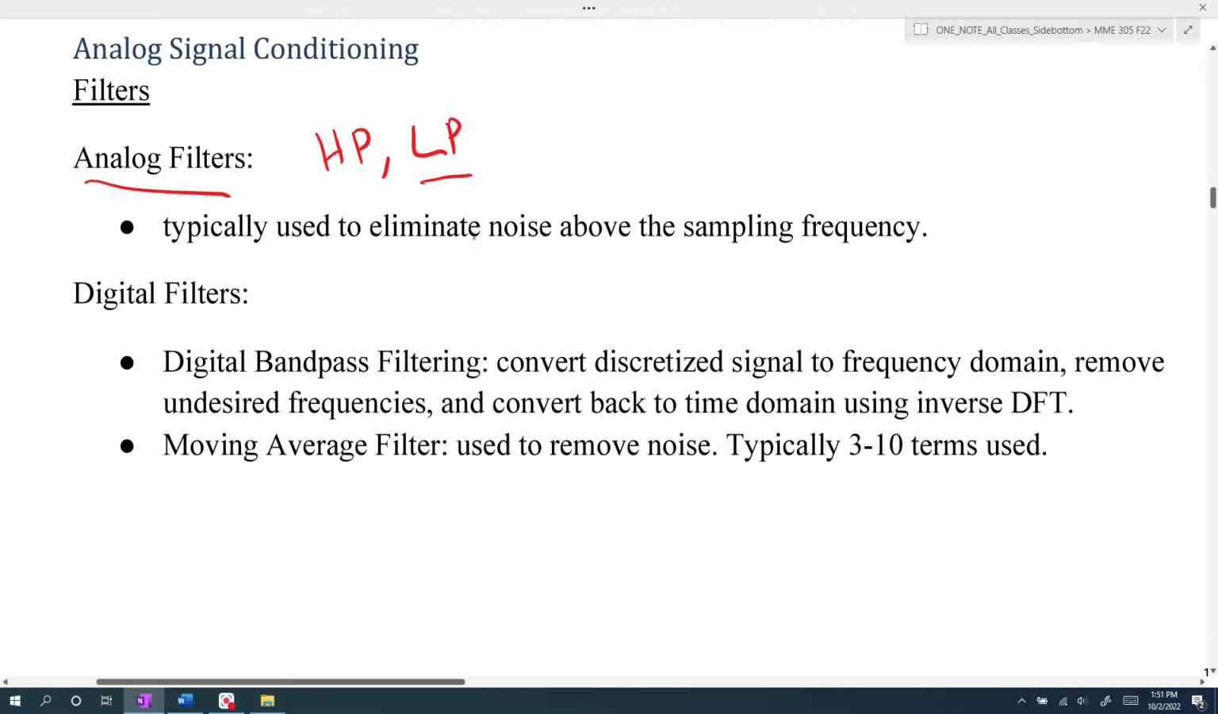The other type of filter that we have is a digital filter. A digital filter typically converts discrete data to the frequency domain, which helps remove undesired frequencies, and then helps convert back to the time domain using an inverse DFT. That's typically done on the computer end. The moving average as well is basically you sample data and you average the 3 to 10 closest data points to get a smoothed out signal.